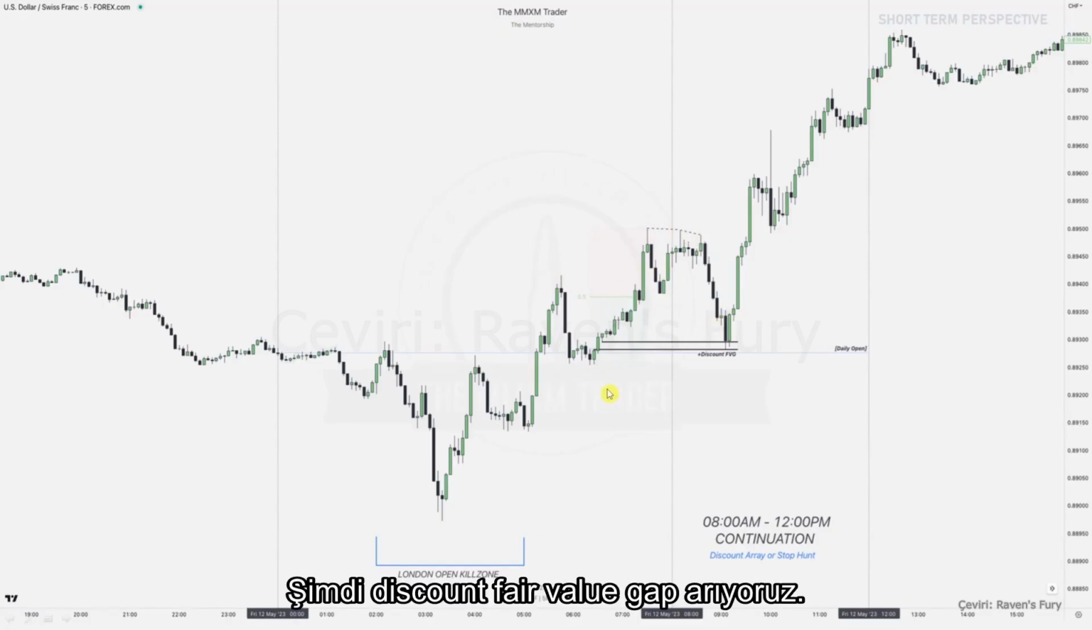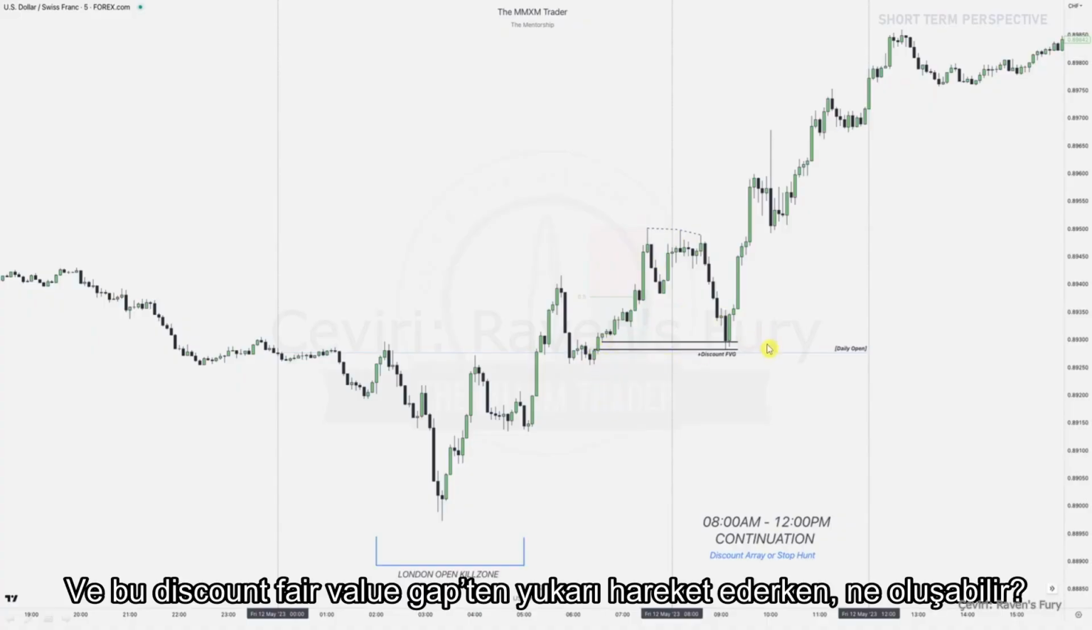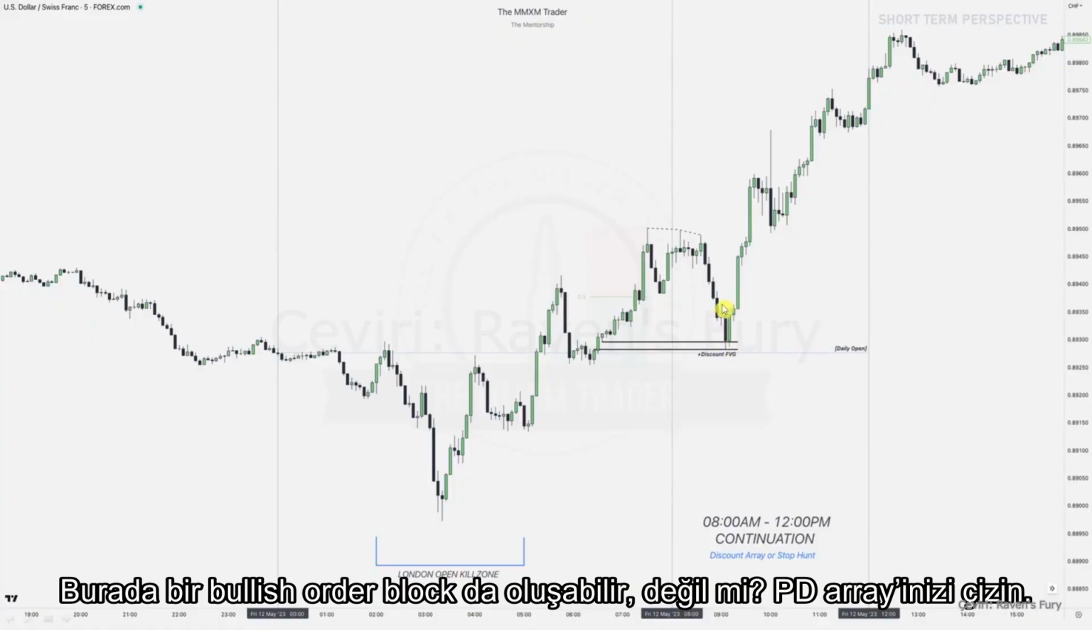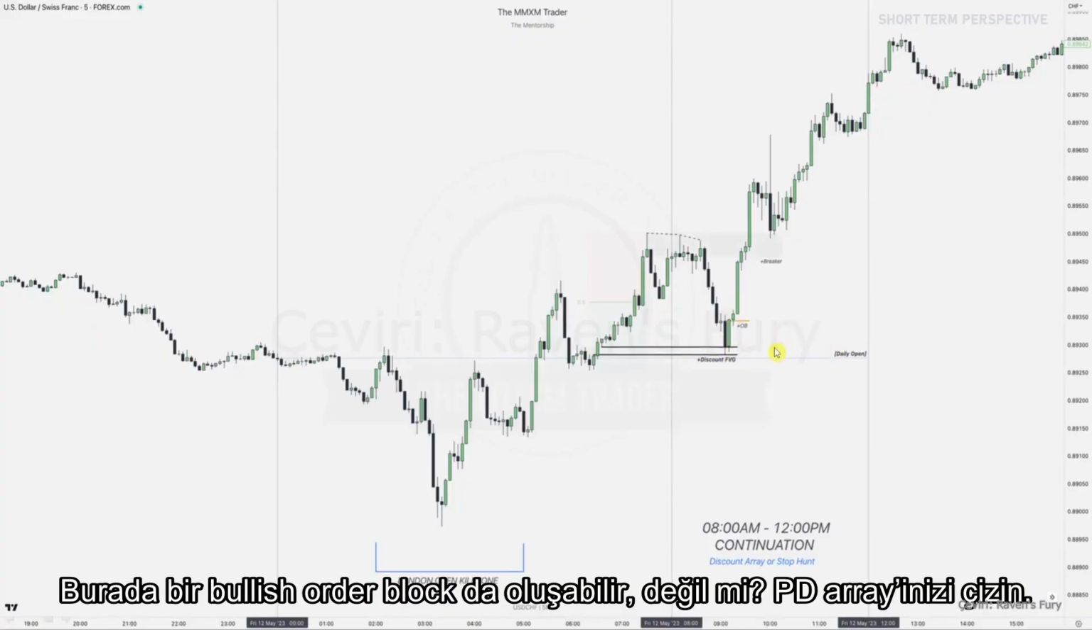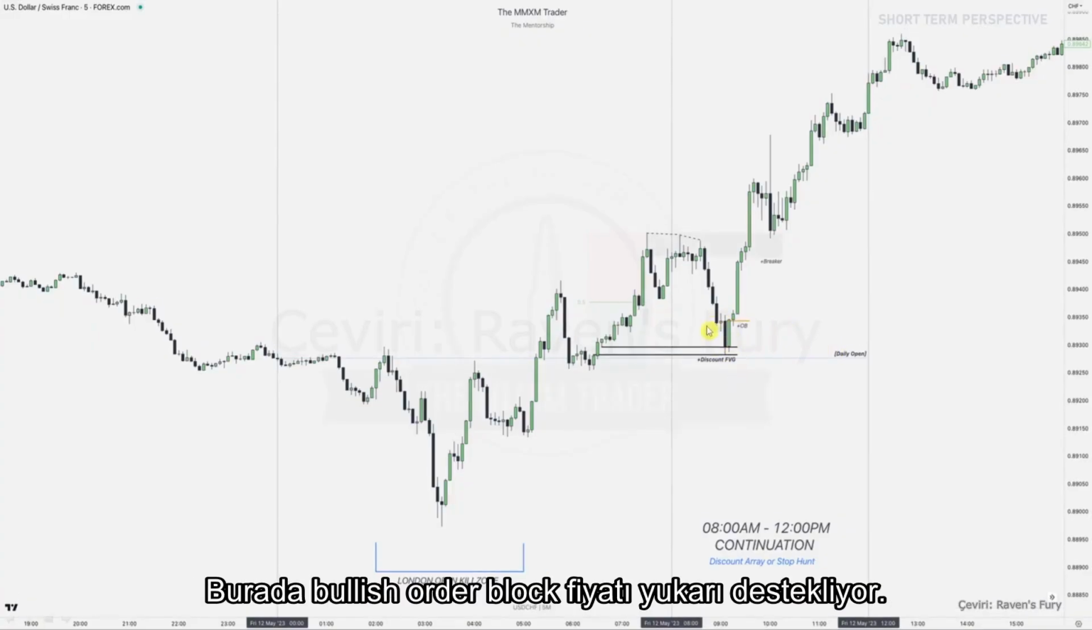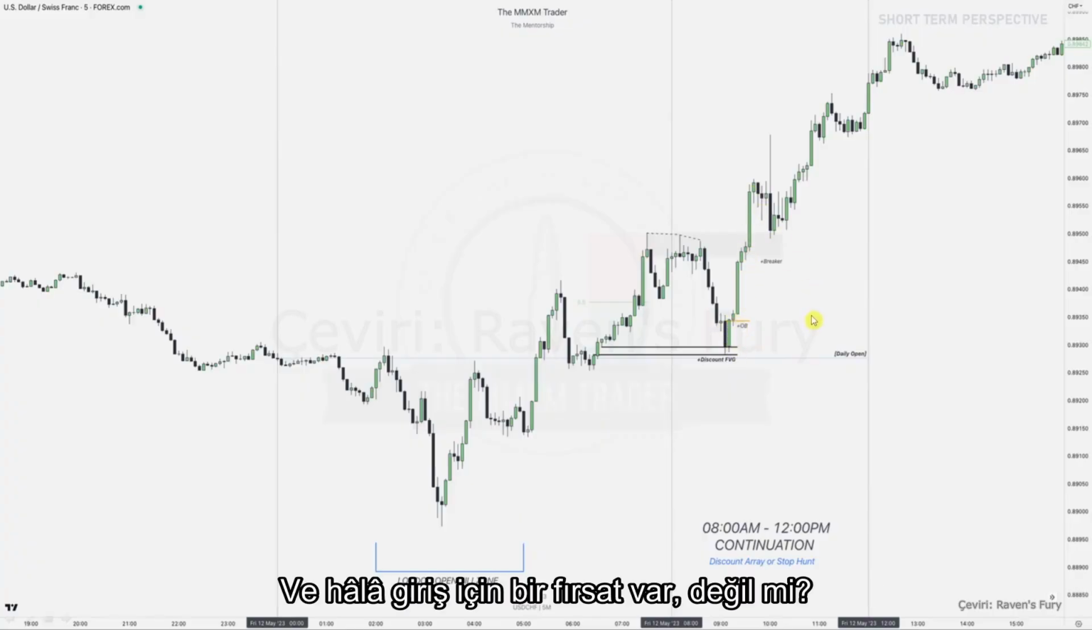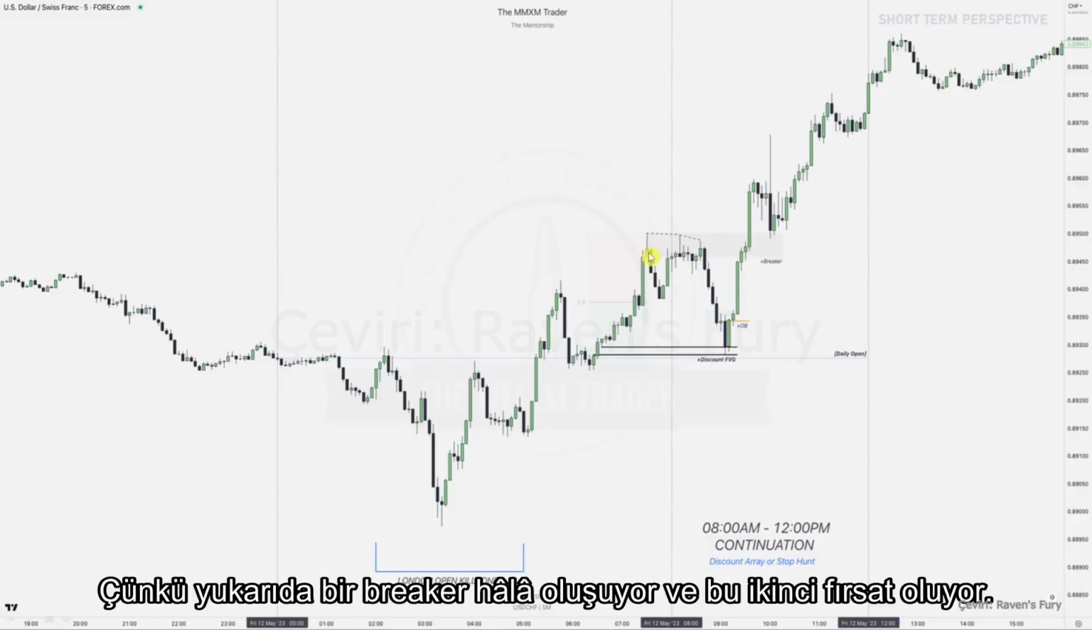Now we're looking for a discount fair value gap or a discount order block. We get one over here, and in the process that we move up from this discount fair value gap, we can form a what? A bullish order block also over here, right? So outline your PD arrays. So we got that bullish order block over here supporting price to go higher, and there's still an opportunity to get in next, right? Because we still form a breaker up here, and that is a second opportunity.